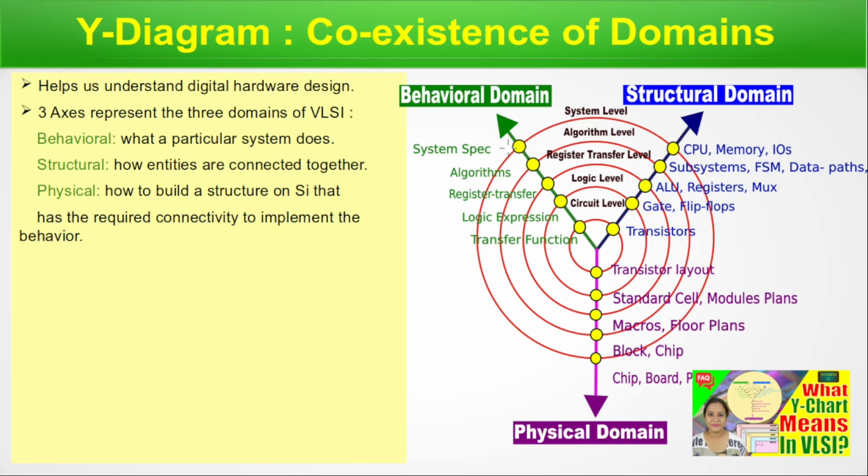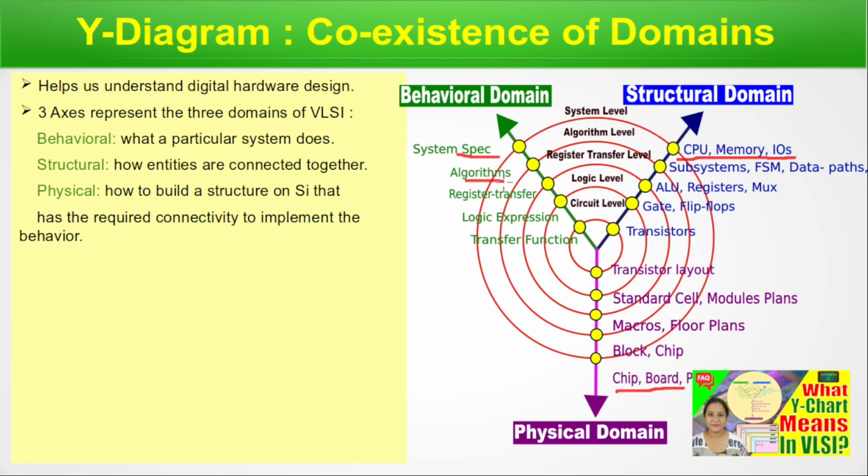If you want to move from behavioral to the structural, if a system specification, if you go down, it will be again the V curve, right? And once the V curve is completed and you come up in the same level, these circles are at different levels. So here, if you go from this point to this point, the system specification in the structural domain is the CPU, memory, or IOs. And in the physical domain, it is like chip or board, right? Those things.